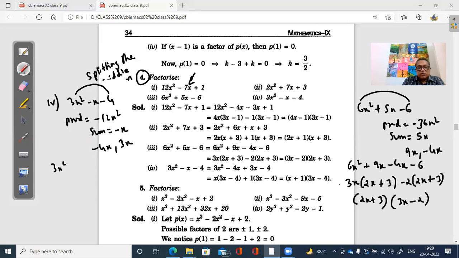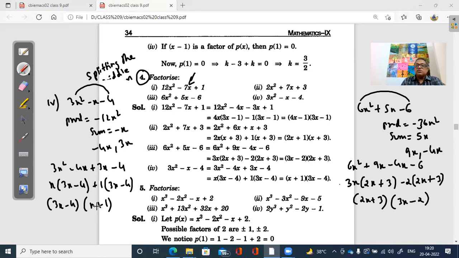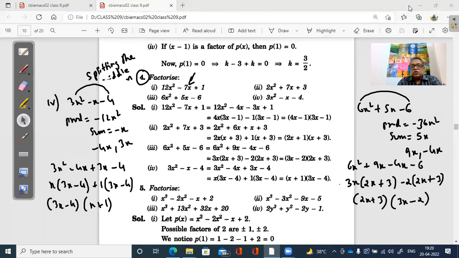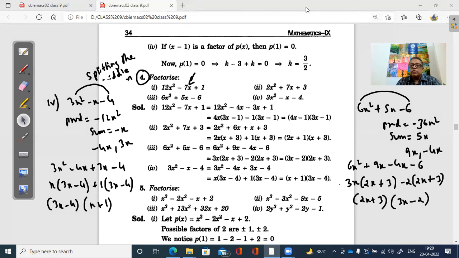So the first number 3x square will remain as it is. Splitting this, we get minus 4x plus 3x minus 4. I am writing the factors as minus 4x and plus 3x. Taking x common, we get 3x minus 4, plus 1 common, 3x minus 4. 3x minus 4 is common. So I'm going to take 3x minus 4 common. What is left is x plus 1. So the answer for this will be 3x minus 4 and x plus 1. So this whole method by which we have factorized is called factorization by splitting the middle term.